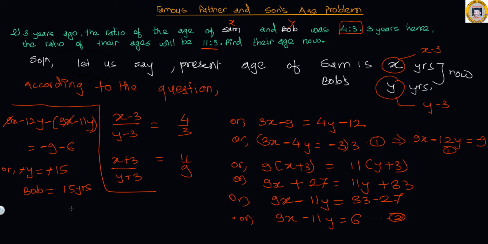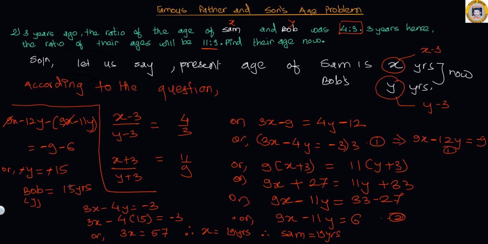Similarly, if I substitute this value into equation 1, which is 3x minus 4y equals negative 3, and substitute the value of Bob, which is y, so 3x minus 4 times 15 equals negative 3. If I add positive 60 to both sides, I would get rid of this negative 60 on the left hand side, which would give me positive 60 minus 3, which is 57 on the right hand side. On dividing both sides by 3, I would get x as 57 over 3, which is 19 years. Therefore Sam is now 19 years, whereas Bob is 15 years. This is how we do this problem.